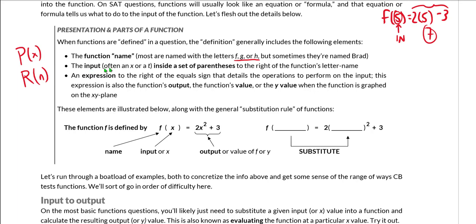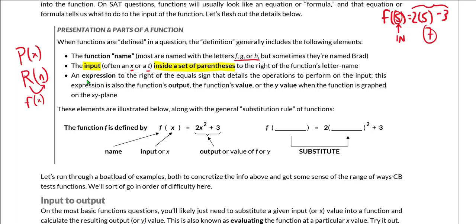You then will have the input, and the input is the thing inside parentheses. That is extremely important. Always remember that your input, which is usually going to be an x, sometimes it's going to be a t on this test, t for time, but it could be an n. It really could be any variable that College Board decides to put in those parentheses. The input is always going to be inside the parentheses right to the right of the function name. And obviously, f of x is by far the most common form that we see functions taking, both on this test and in school.